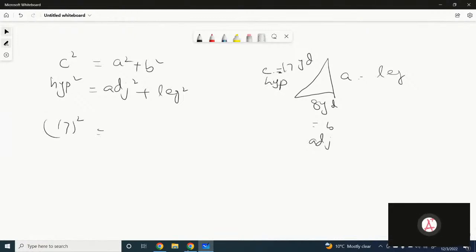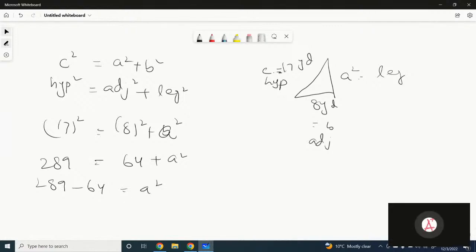It would be hypotenuse given, that is 17 square. You are given the adjacent, that is 8 square, and you have to find the value of A. Got it? It would be A. So 17 square is 289, I think. Let me just use the calculator. 289, and that is 64 plus A square. Got it? Move that 64 to the other side. It would be 289 minus 64 equals A square. So 289 minus 64 is 225. Got it? So 225 equals A square.